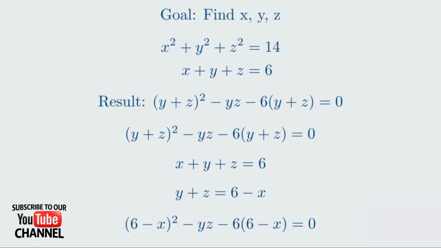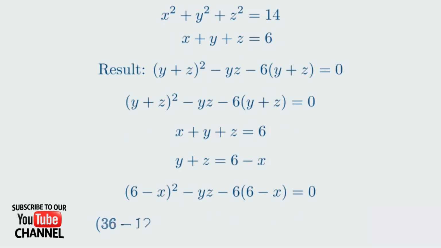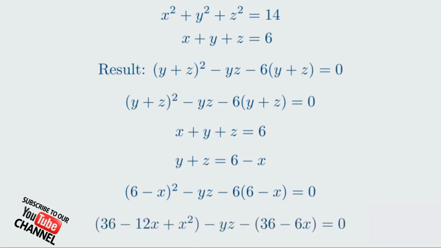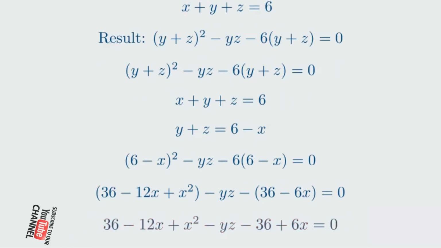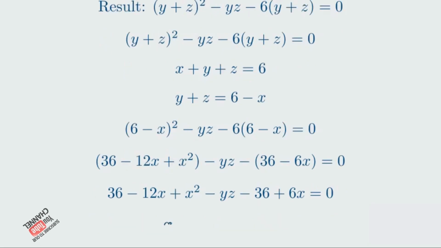Let's expand and simplify this. Expanding the first term gives 36 minus 12x plus x squared. Expanding the last term gives minus 36 plus 6x. The minus yz term stays. We can see that the 36 and minus 36 cancel out. We are left with x squared minus 12x plus 6x minus yz equals 0, which simplifies to x squared minus 6x minus yz equals 0.